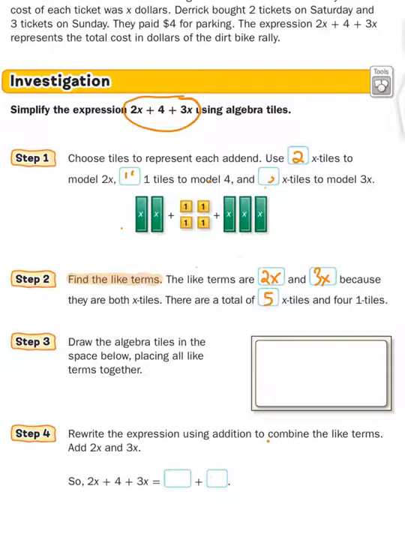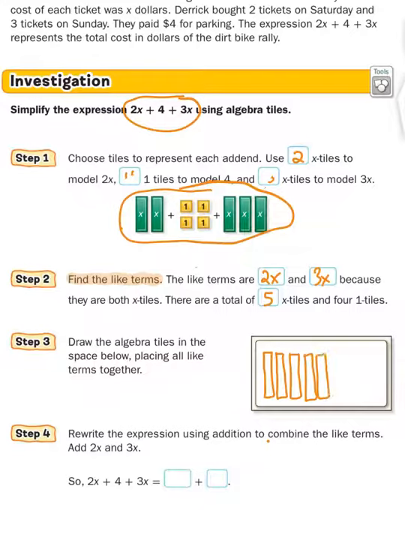Now, in step 3, it says to draw the algebra tiles in the space below, placing all like terms together. So here's what I think of. I think of this as like a messy locker. You've got x tiles scattered all over and 1 tiles. And when we simplify, we're cleaning it up and grouping and organizing everything that's alike together. So for the 2x tiles, I'm going to draw them here. And the 3x tiles, I'm going to group with them, which gives me 5x tiles.